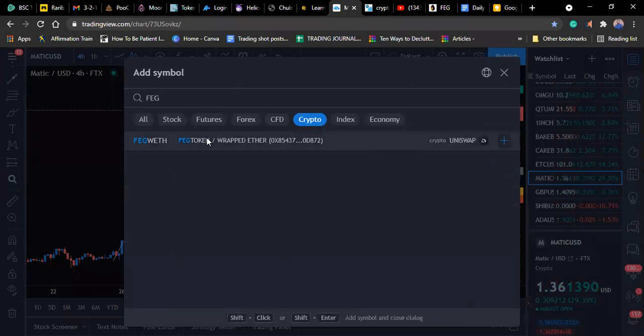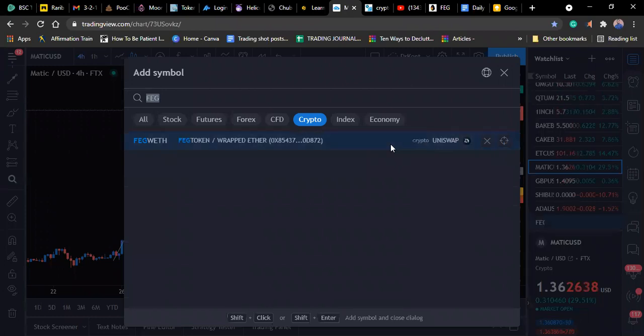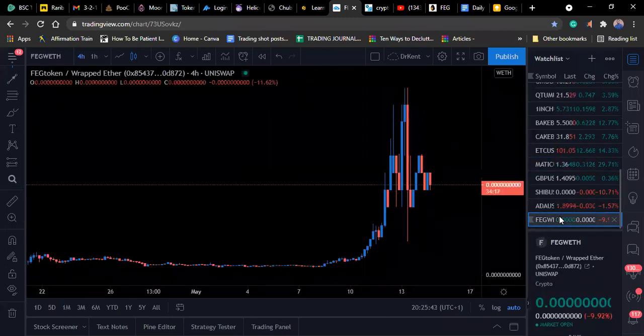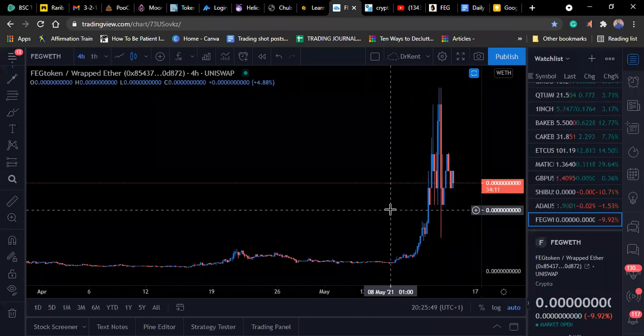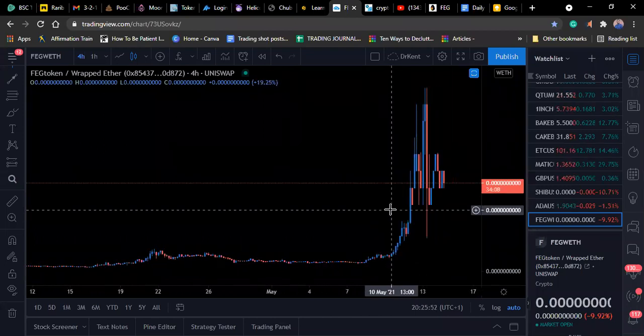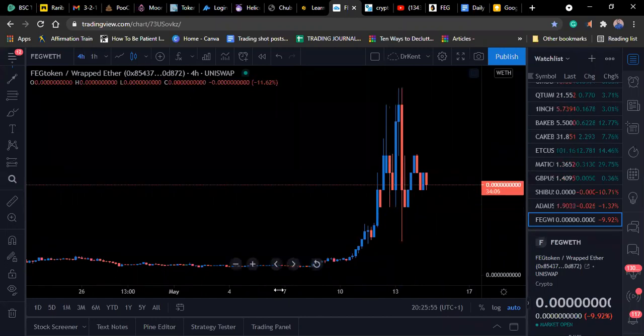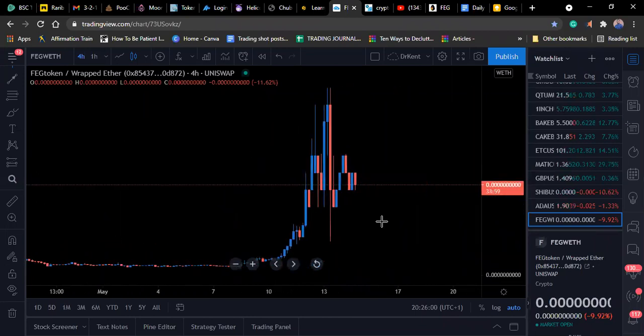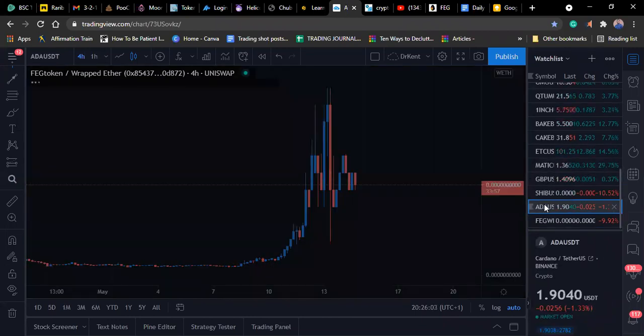So I can see FEG, but I can't see any exchange that I want. I can't see an exchange like OKX. The FEG here is only on Uniswap, and that is not really what I want. But I can decide to add FEG. Once I click on it, it adds. So I come down here, I click on FEG. So this is FEG versus Ethereum. I've added that.